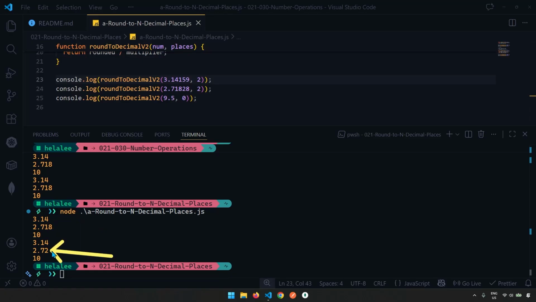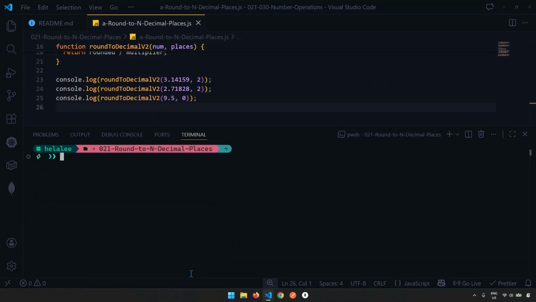But for the second one, take a look at this. We have 2.72 because you need to round it up. When you round this 8 to the nearest integer, it's the next one. So it adds 1 to this 1 right here. So it's no longer 2.71, it's 2.72. Cool. So now that you have understood this solution, let me just clear this up.